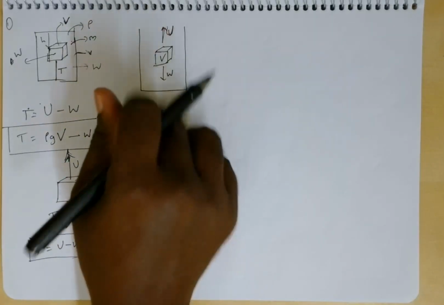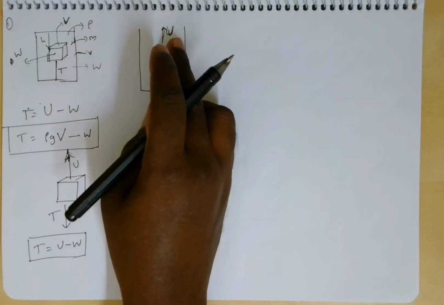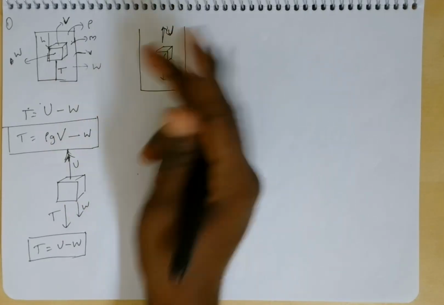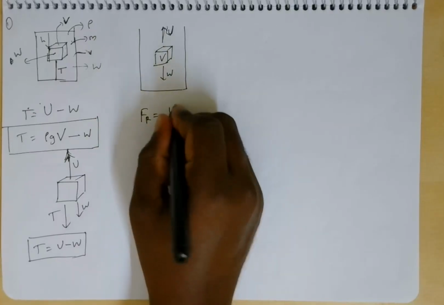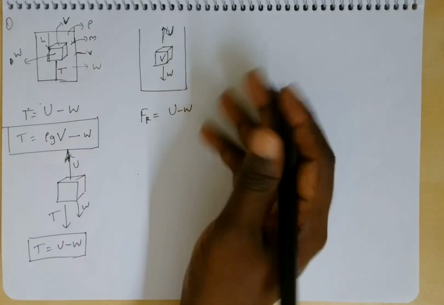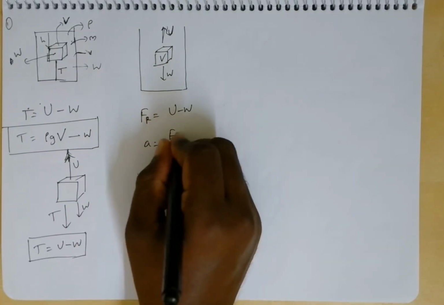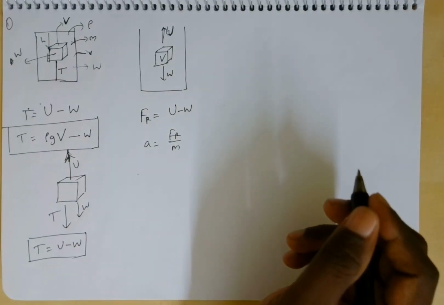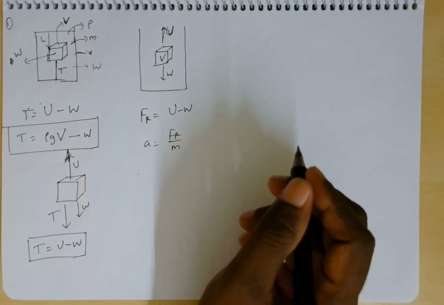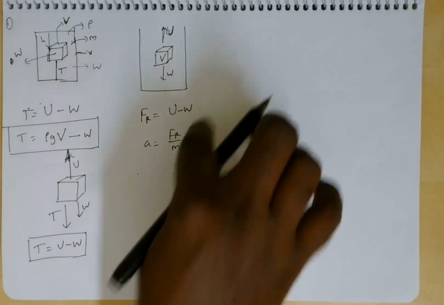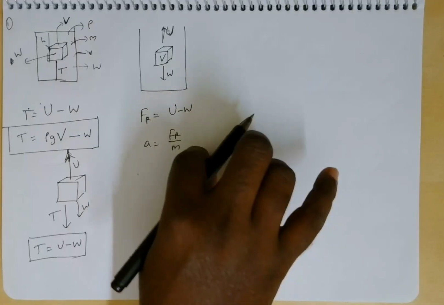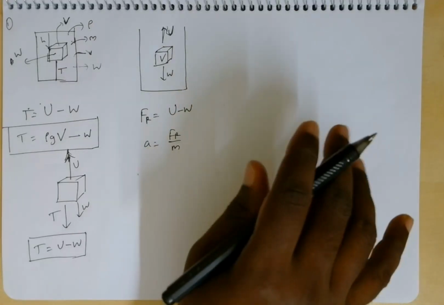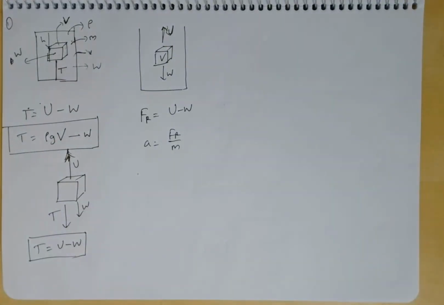So we are looking for the acceleration of the cube upward. First we should find the resultant force. That resultant force is upthrust minus W. So the acceleration is the resultant force divided by the mass of the cube. That's how you should find it. Is it clear? So this is the second type of problem.